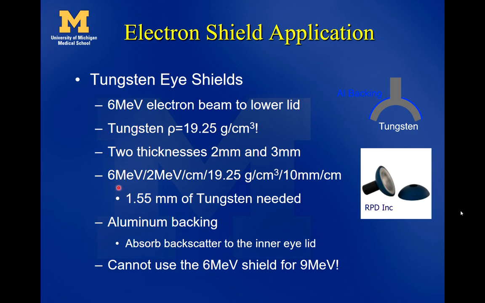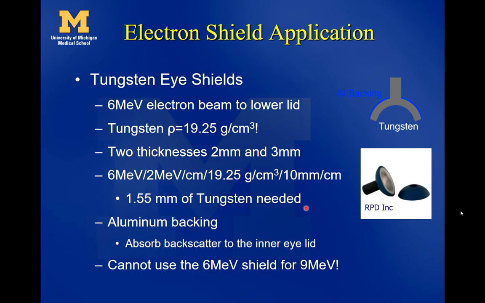So we have 6 MeV divided by 2 MeV per centimeter. That's our rule of thumb. Taking into account tungsten, 19.25 grams per centimeter cubed, and then converting from centimeters to millimeters, we find that if we want to shield a 6 MeV beam with tungsten, we need to use a 1.5 millimeter thick tungsten shield to stop a 6 MeV electron beam.